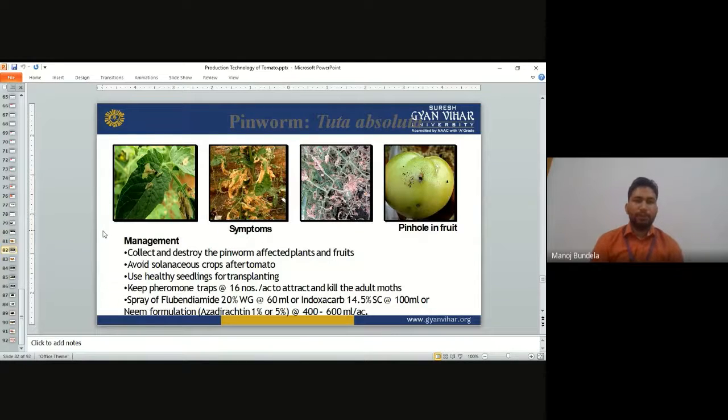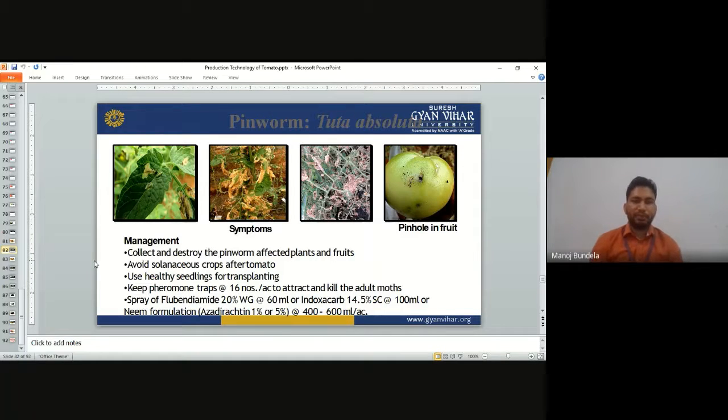Pinworm. You can see the symptoms on the leaf. Starting, it looks like this. After that the leaves start drying, until there is complete drying of the leaves. In fruits also, pinholes will develop. They damage the inside of the fruits. These are the symptoms of pinhole.